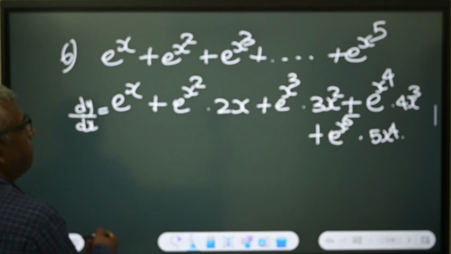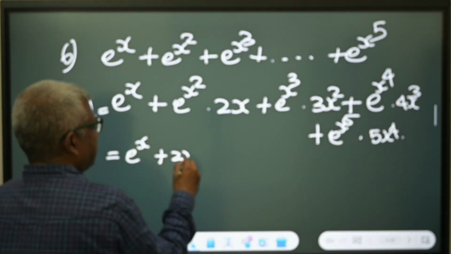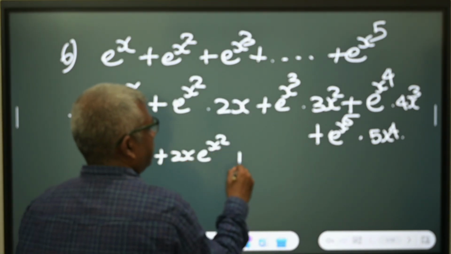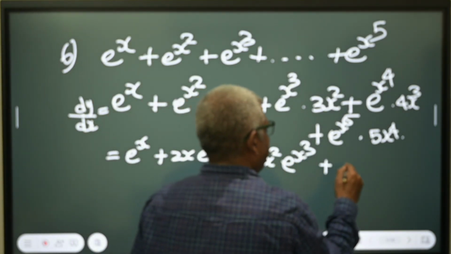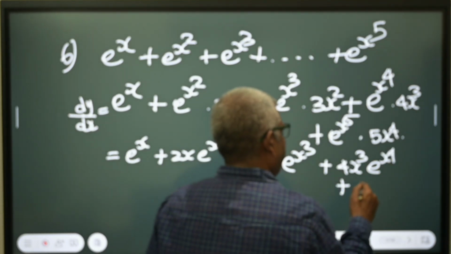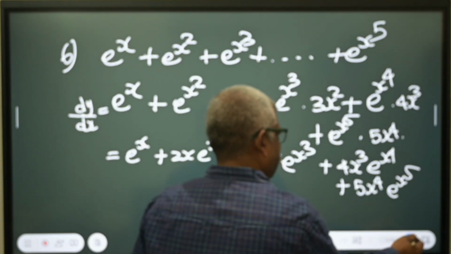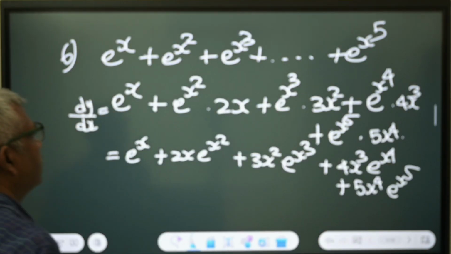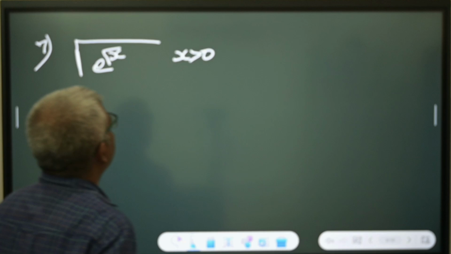Okay, you can simplify, or not simplify. Write it: e power x plus 2x e power x squared plus 3x squared e power x cube plus 4x cube e power x power 4 plus 5x power 4 e power x power 5. Copy it. Okay. Now we will go to the next question.